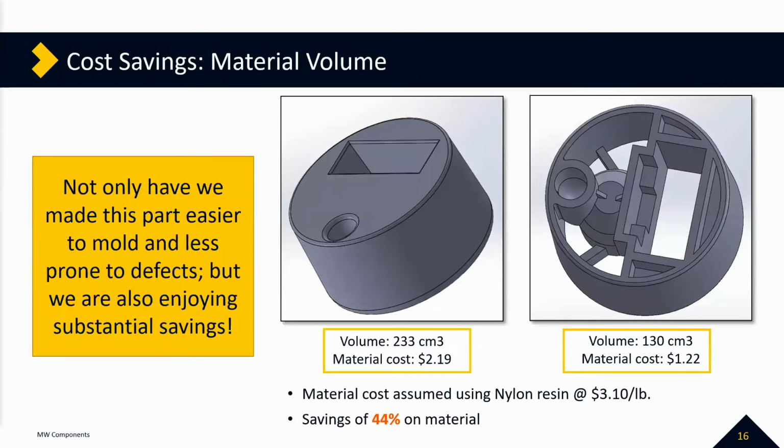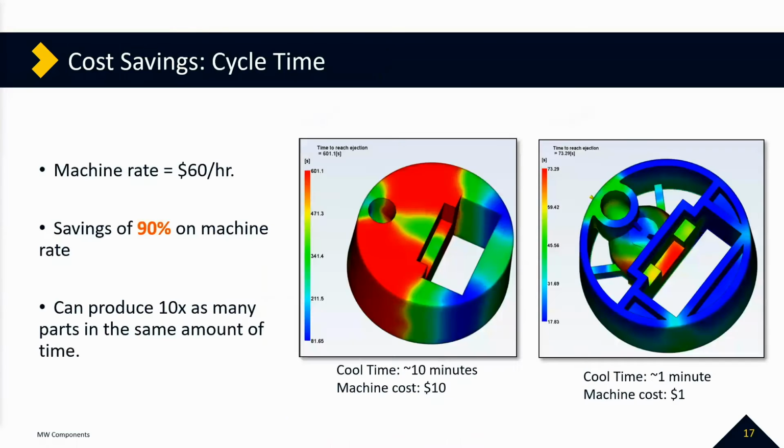Now, let's take stock here. In terms of material volume, we've reduced the volume of the part by 44%, which is a 44% decrease in cost. Fantastic. In terms of cycle time, we've gone from 10 minutes to about a minute of cycle time for cooling. So right there, a 90% reduction in machine rate cost.